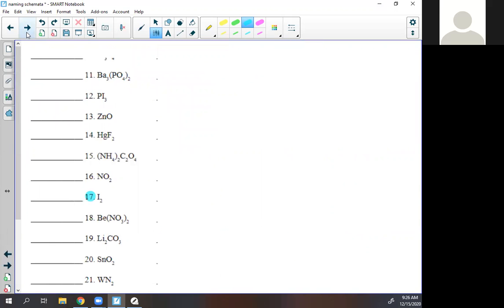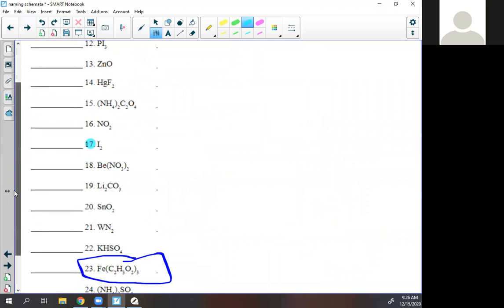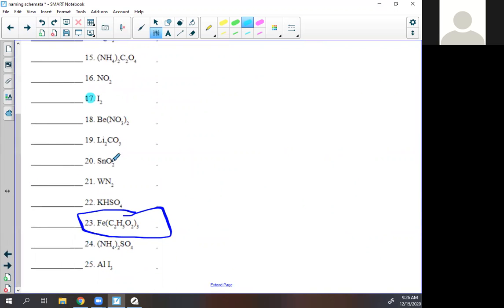Okay, we've done pretty much one from every box. This was just iodine, right? This one kids get wrong a lot. You want to try 20 without me? Try 20 and then we'll come back and look at it together.